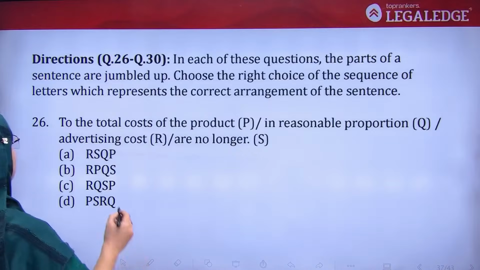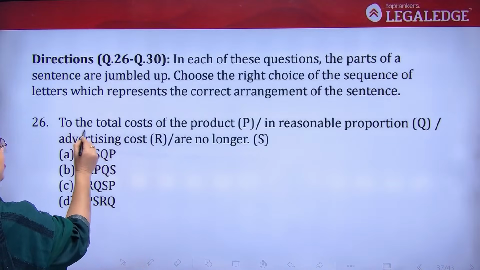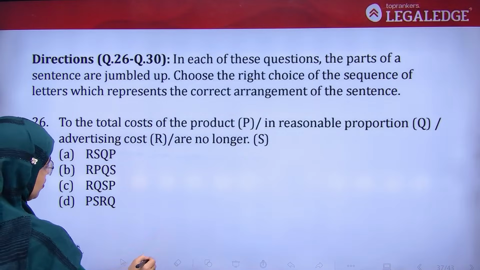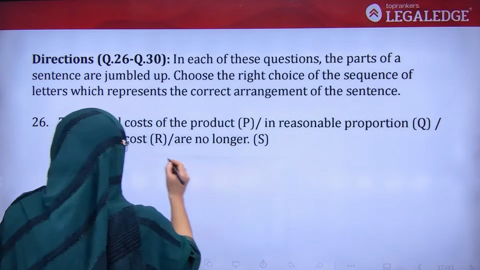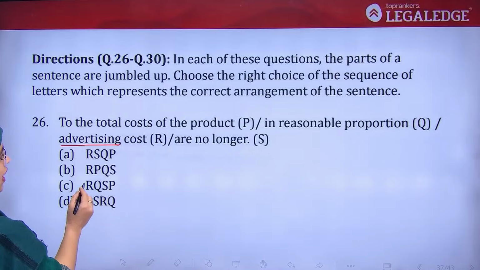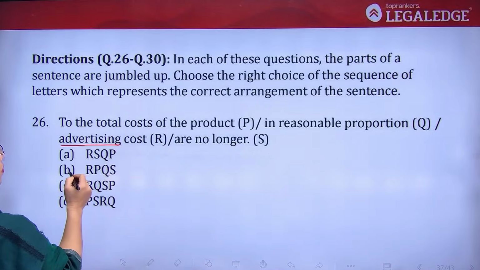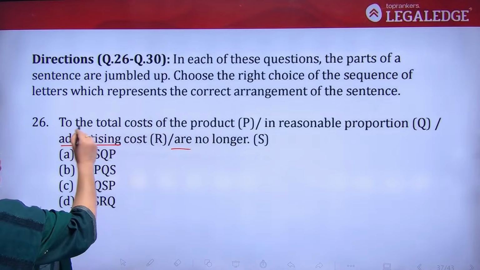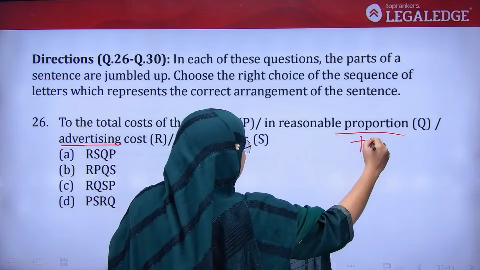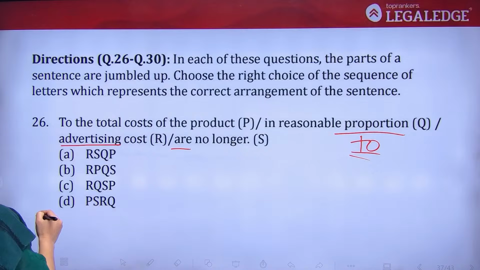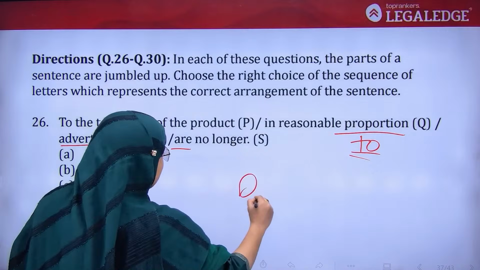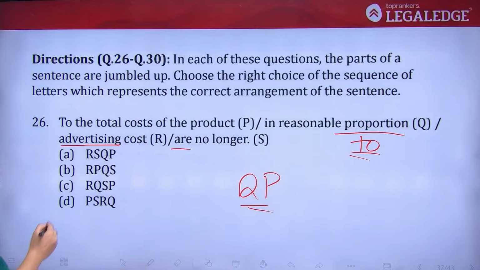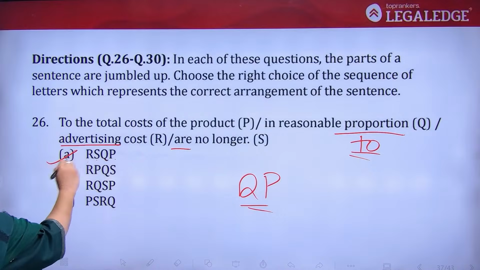Now, what can be the correct arrangement here? Obviously, advertising costs should be in the starting. That means R. Advertising costs are no longer in reasonable proportion to, because with proportion we always have the preposition to, reasonable proportion to the total cost. That means the compulsory pair should be QP. So RSQP, hence A is the correct answer.